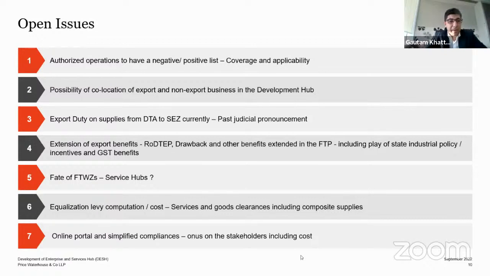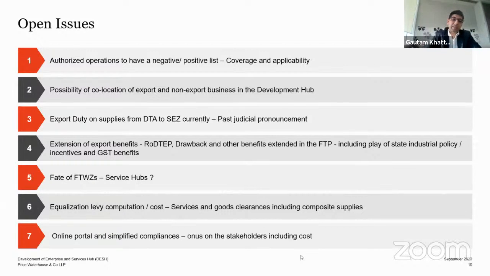The other element is export incentives. Today, there is a service unit in SEZ rendering services outside. The SEIS benefit was available. Right now, there are no SEZs which have not been announced, but in the past, those were available. Likewise, whatever benefits come in for services or export of goods which are available to a domestic unit, like RoDTEP, etc., would those be extended to the units in the development hub?